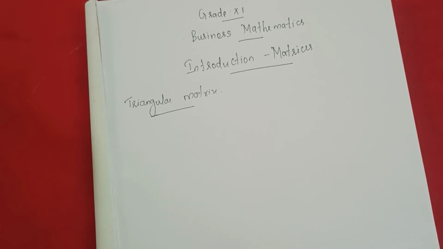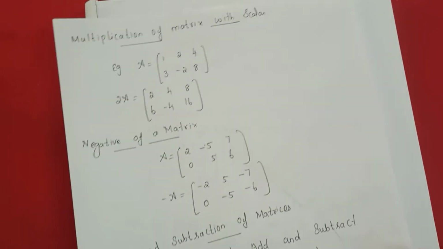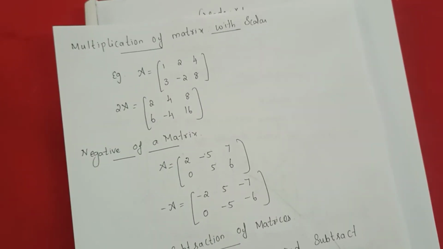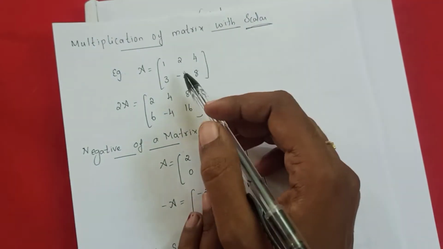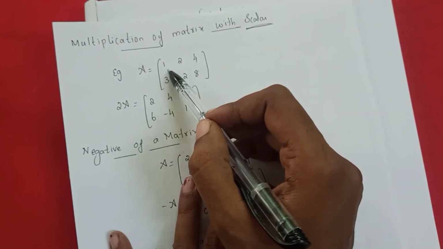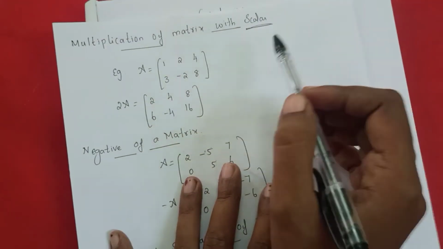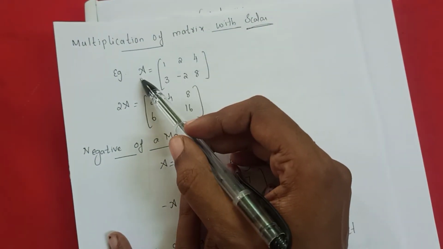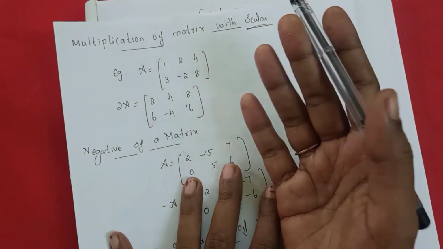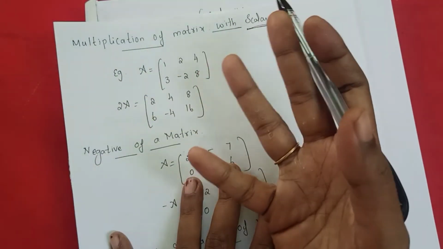Understand? Then next we are going to see multiplication of a matrix with a scalar. How will we multiply a matrix with a scalar? Scalar means a constant. I gave one example for you: 1, 2, 4, 3, minus 2, 8. Whether it's a matrix, say A. We can multiply it with any scalar. That means I can multiply this matrix with 2 or 5 or 10 or 20 or 25. Whatever the number may be, I can multiply with it.